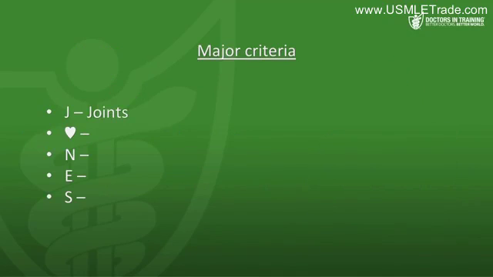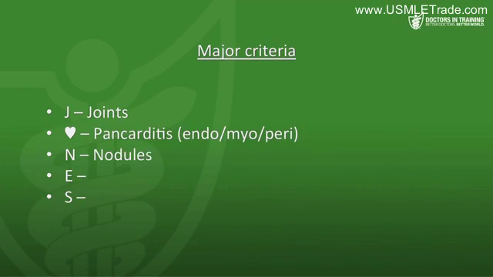The J is for joints, which describes a migratory polyarthritis. The O is supposed to be shaped kind of like a heart. It's a little bit of a stretch, but not too much. The heart represents pancarditis. Pancarditis means you can get endocarditis, myocarditis, and pericarditis. N is for nodules. These are subcutaneous nodules, sometimes referred to as Aschoff nodules.